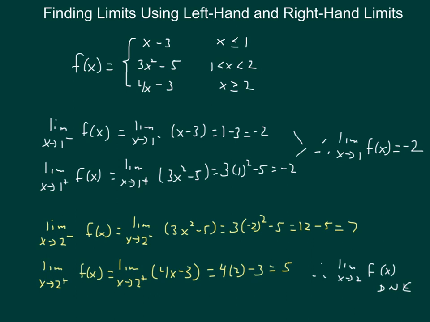And if I was asking you to find the limit as x approaches negative 1, that would be very easy. If it's negative 1, it's going to be in this one right there. The limit as x approaches negative 1 of f of x is just going to be what I get when I put negative 1 into the function. So I'm going to get negative 4.